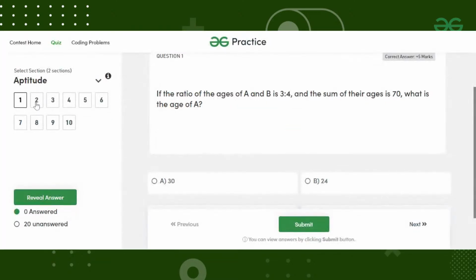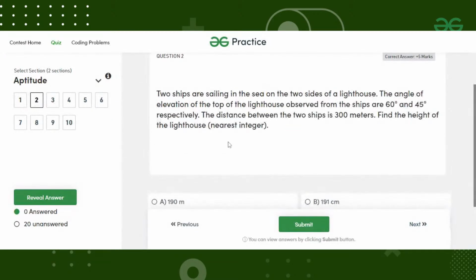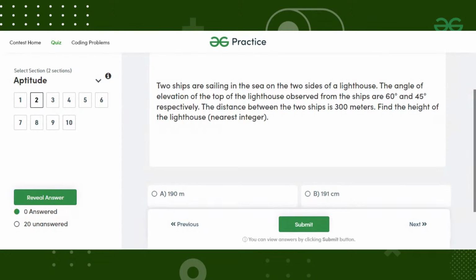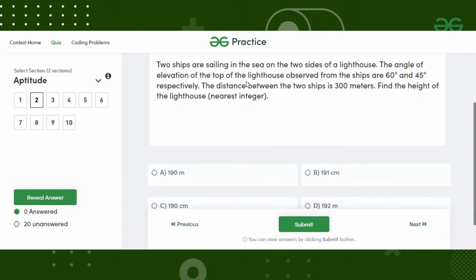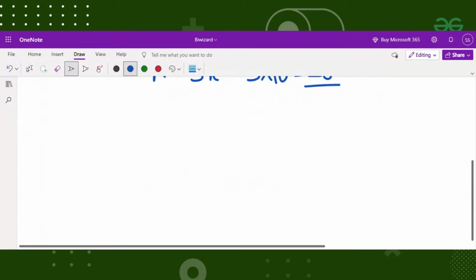Let us now move to the next question. That is, two ships are sailing in the sea on the two sides of a lighthouse, and the angles of elevation of the top of the lighthouse observed from the ships are 60 degrees and 45 degrees respectively. The distance between the two ships is 300 meters. Find the height of the lighthouse to the nearest integer. Okay, so this is a trigonometric question.